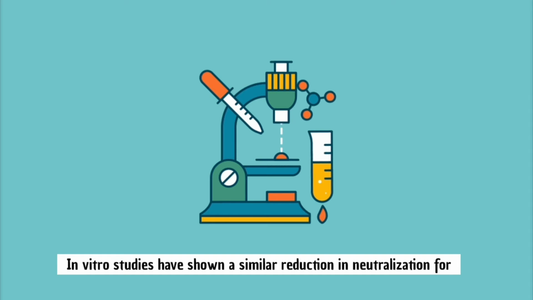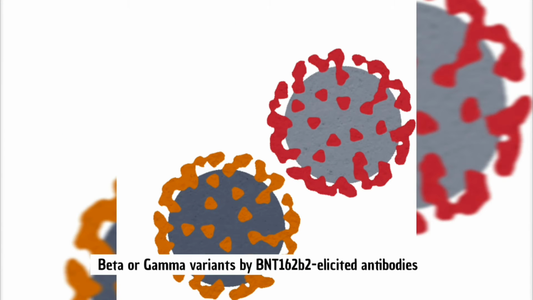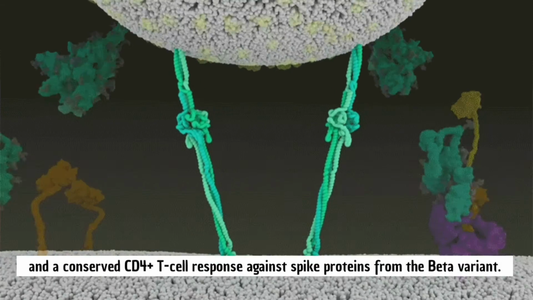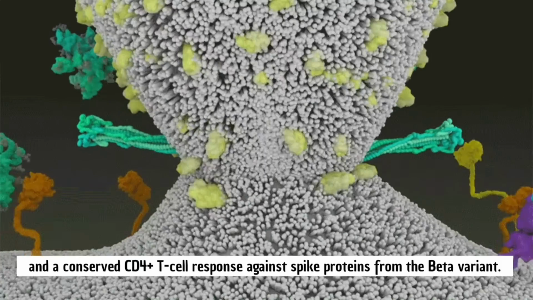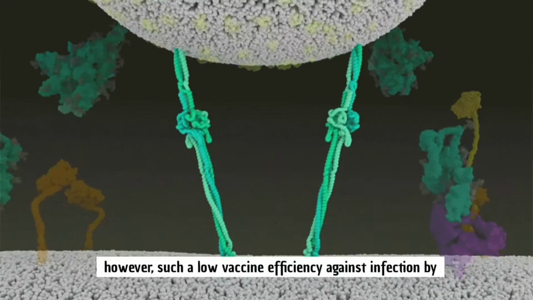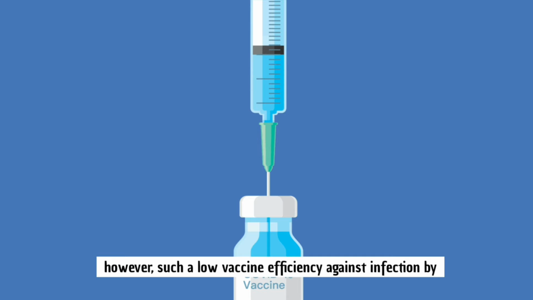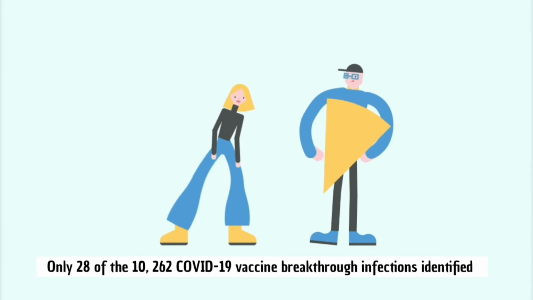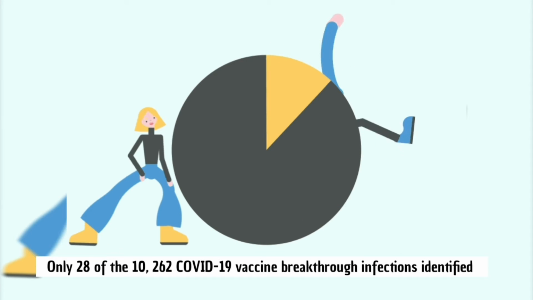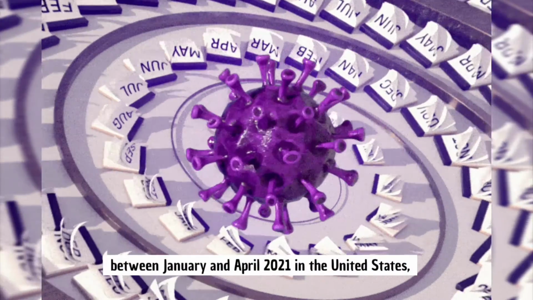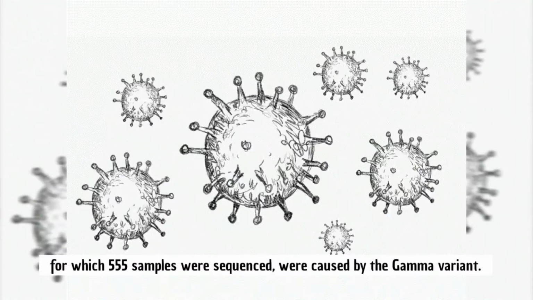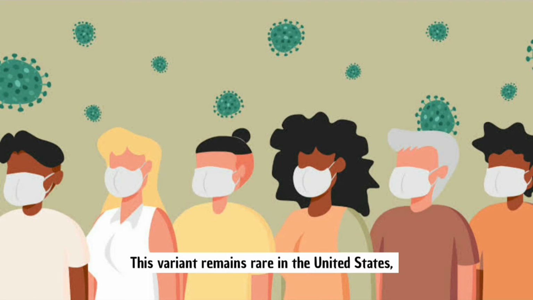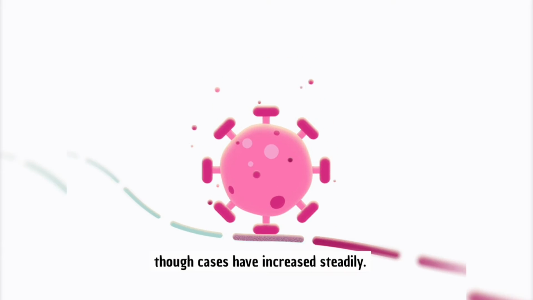In vitro studies have shown a similar reduction in neutralization for beta or gamma variants by BNT162b2 elicited antibodies, with a conserved CD4 positive T cell response against spike proteins from the beta variant. However, such a low vaccine efficiency against infection by the gamma variant was unexpected. Only 28 of the 10,262 COVID-19 vaccine breakthrough infections identified between January and April 2021 in the United States, for which 555 samples were sequenced, were caused by the gamma variant. This variant remains rare in the United States, though cases have increased steadily.